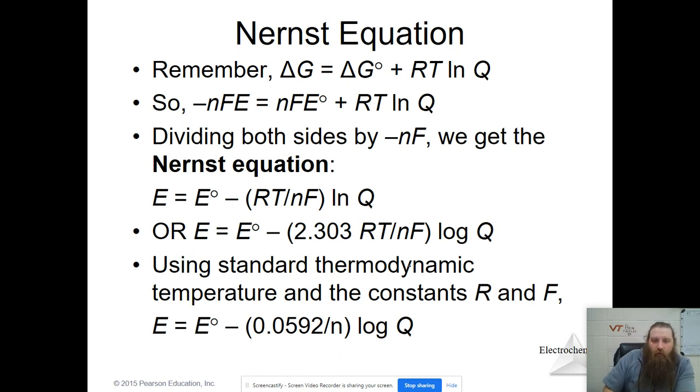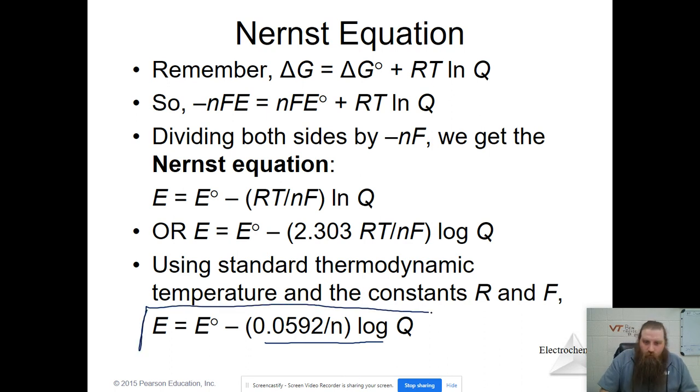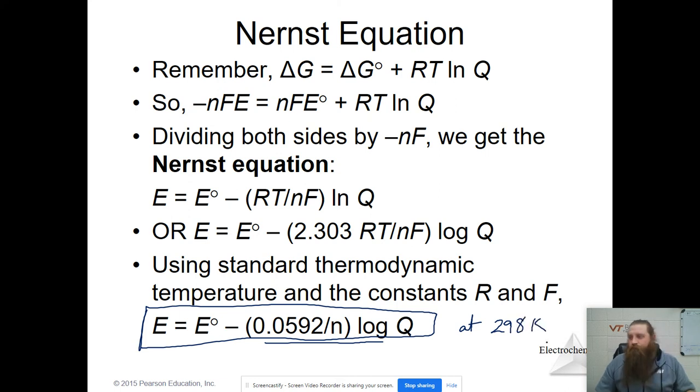Now, we can solve this and convert the natural log to a base 10 logarithm using this 2.303 factor. And under standard temperature, this was calculated a little bit ago. Yeah, here we go. At 298 Kelvin, that equals 0.0592 right here. Yep, there it is, 0.0592. So this is our Nernst equation at 298 K.